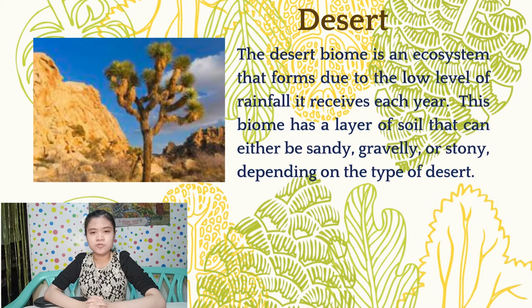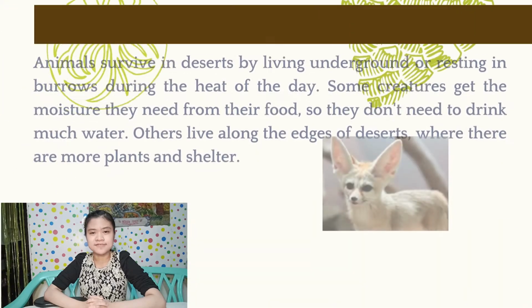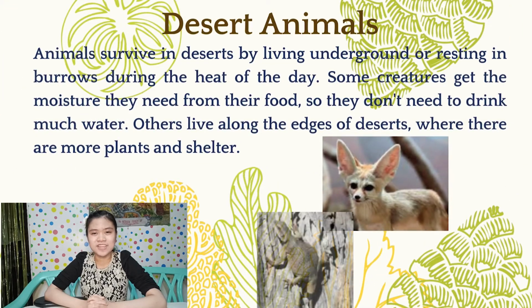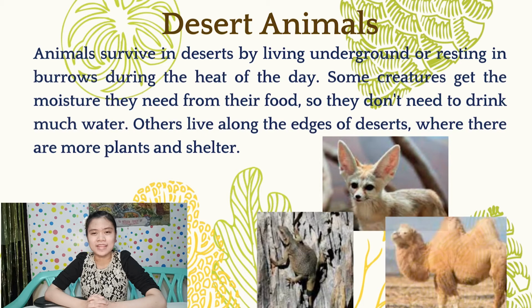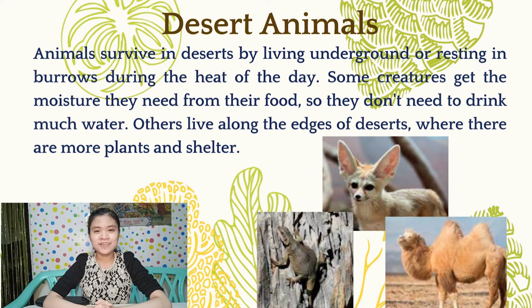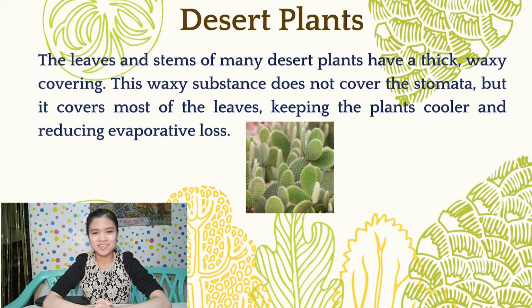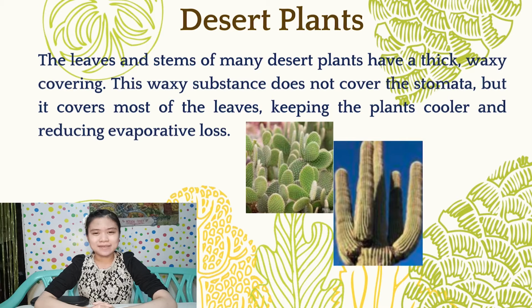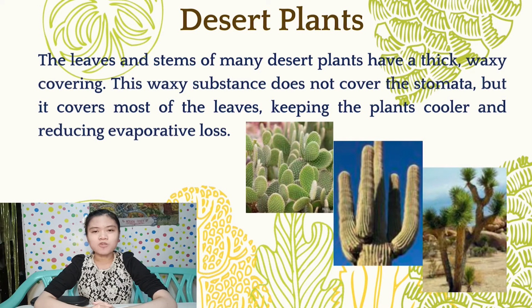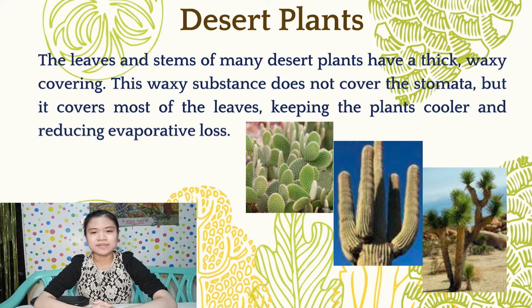The desert biome is a barren area of landscape that forms due to the low level of rainfall it receives each year. The living conditions of this biome are hostile to plant and animal life. Animals survive in the desert by living underground. Most animals get their water from the food they eat. Camels are examples that are well adapted for survival in the desert. The leaves and stems of many desert plants have a thick, waxy covering. This waxy substance keeps the plants cooler and reduces evaporative loss.